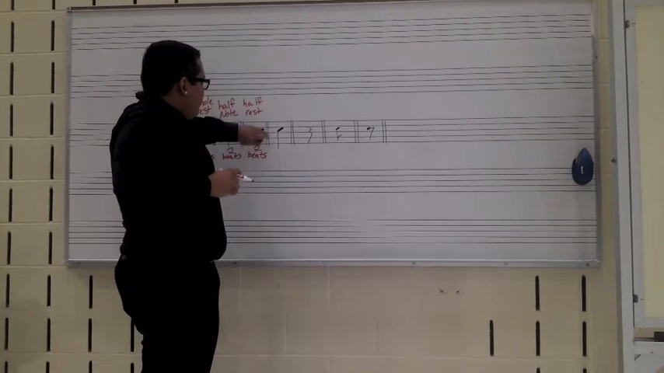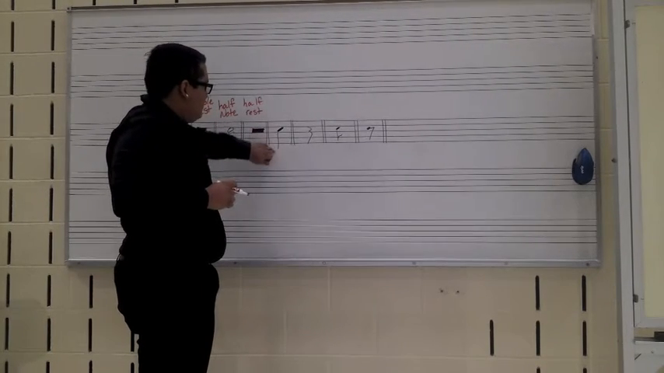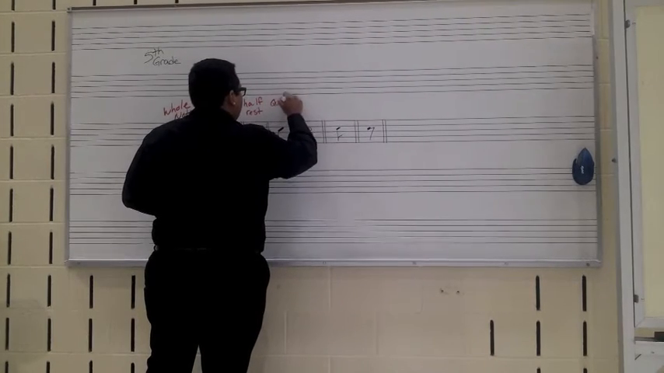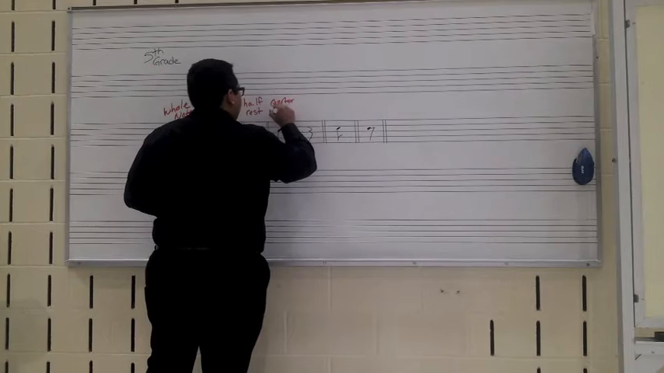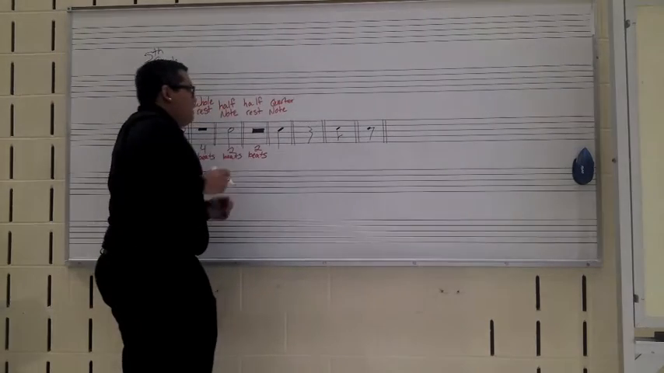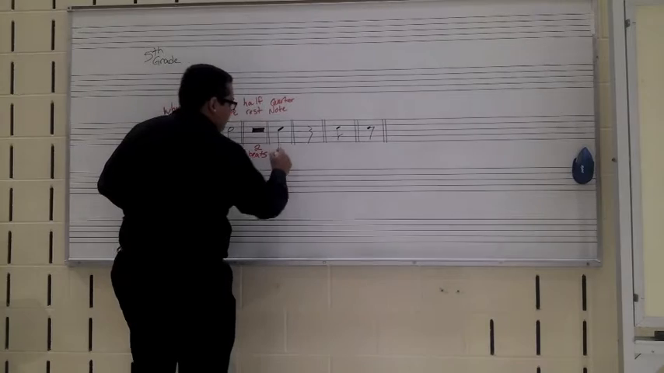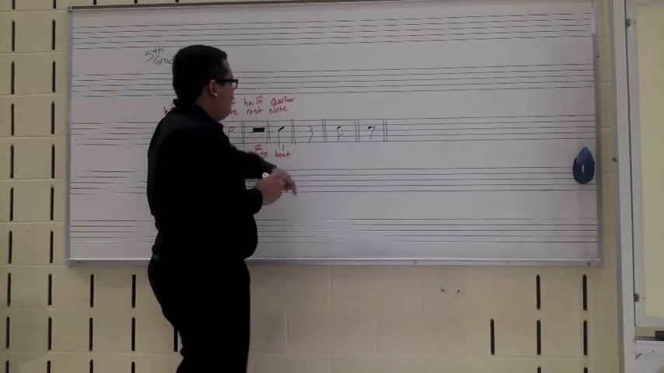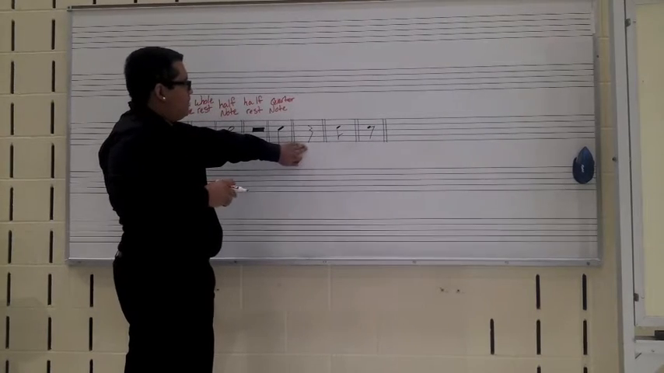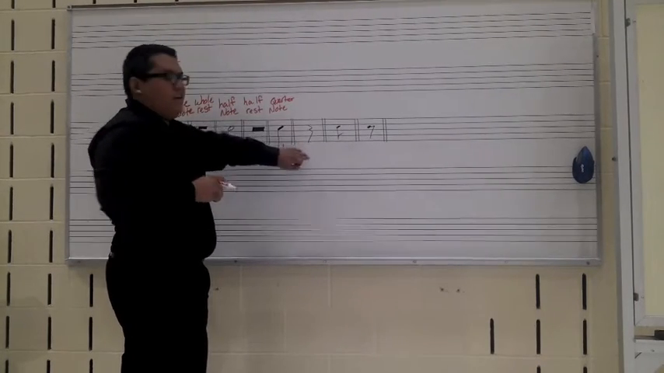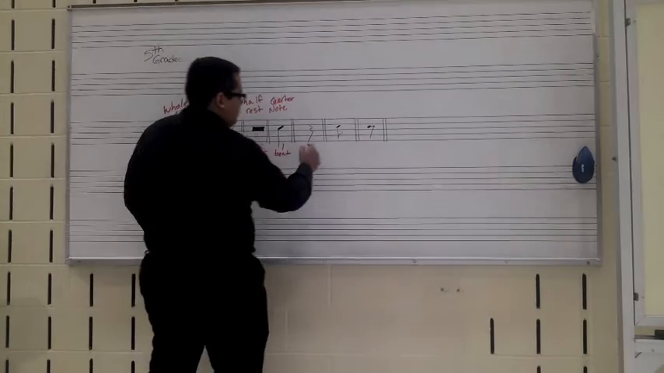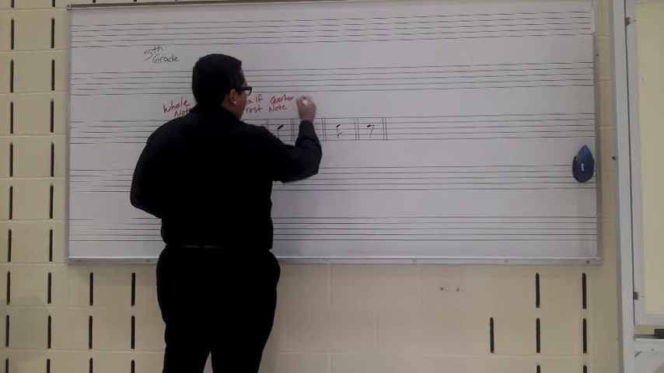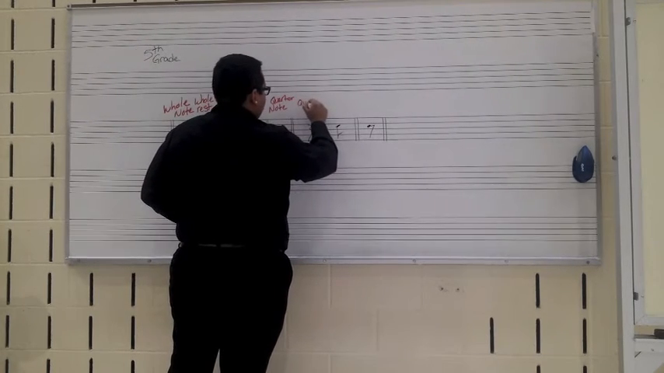Here, we have a shaded circle with a stem. We're going to call that a quarter note. And this is for 1 beat. The next one we have, we're going to call that a quarter rest. It's the same beat value, which is 1, but it's just a different name from a quarter note. It's a quarter rest.